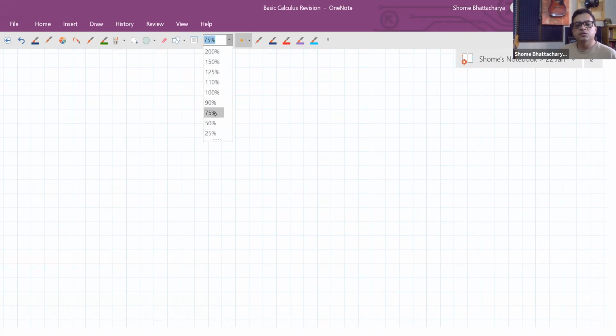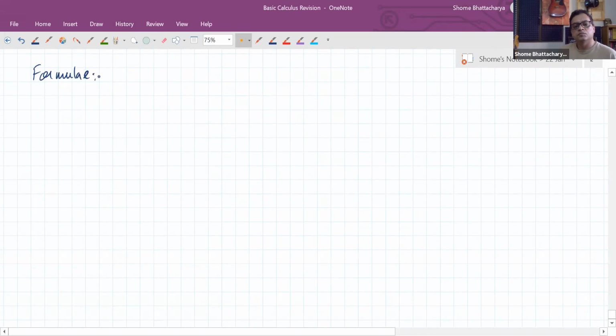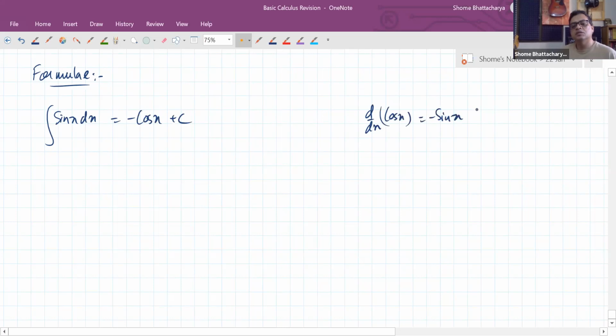Now let's also see some of the trigonometric formulae. So integration of sine x is given by minus cos x plus c, because we know that derivative of cos x is minus sine x. So the derivative of minus cos x is plus sine x, that's right. Similarly, integration of cos x is sine x plus c, whereas the other ones are a little bit more complicated to demonstrate.